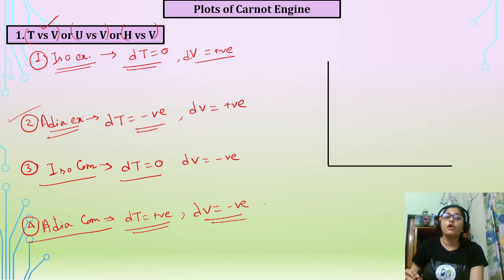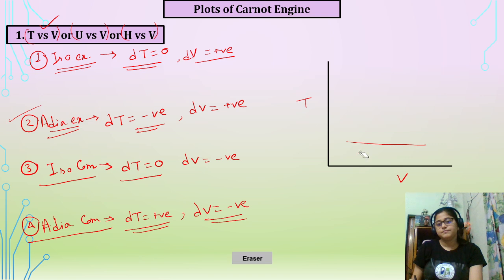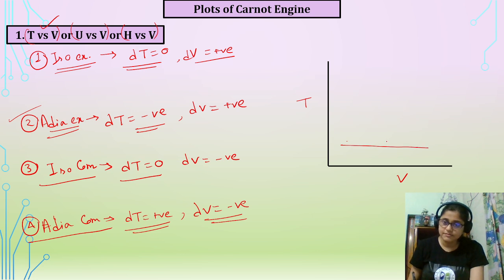So how can we plot it? Okay, so if we take T and V here, T versus V we are plotting, and dT will be 0 for the first case, and dV is positive. If dT is 0, it will be parallel to the x-axis like this. Okay, and dV is positive here, A to B, let's say. Fine.